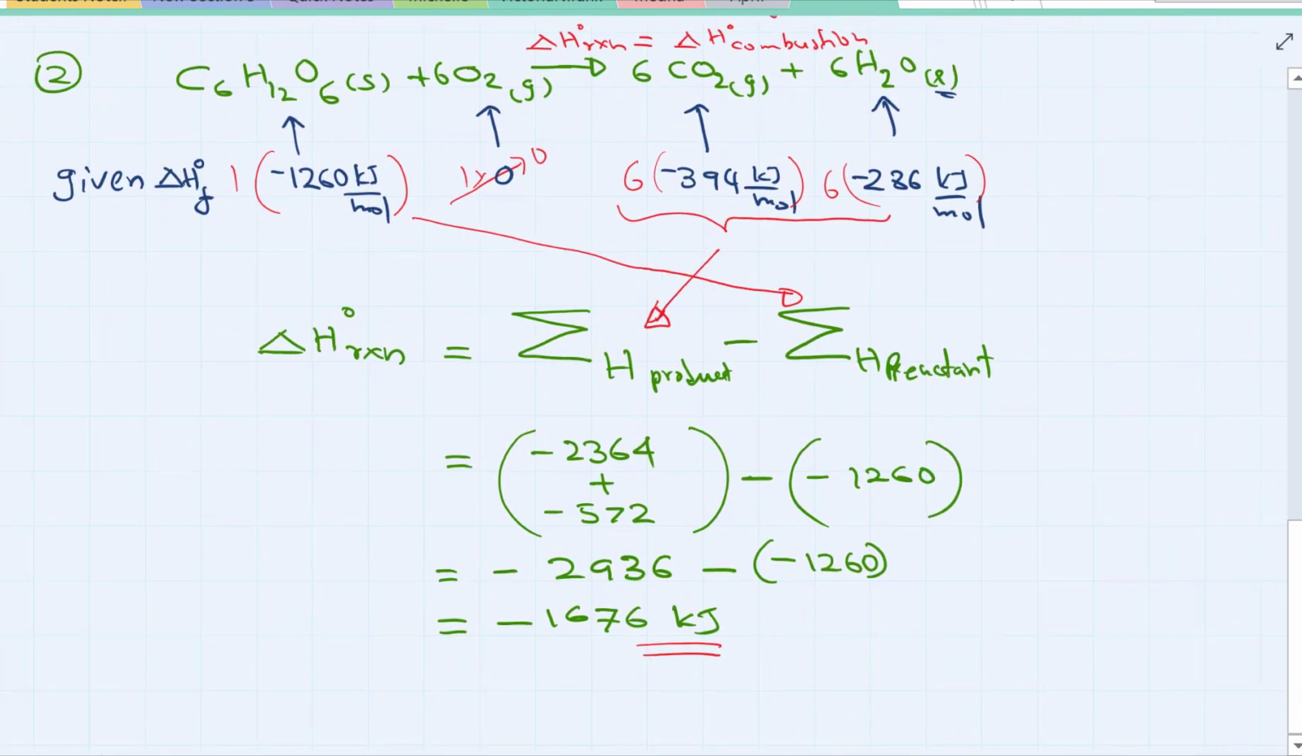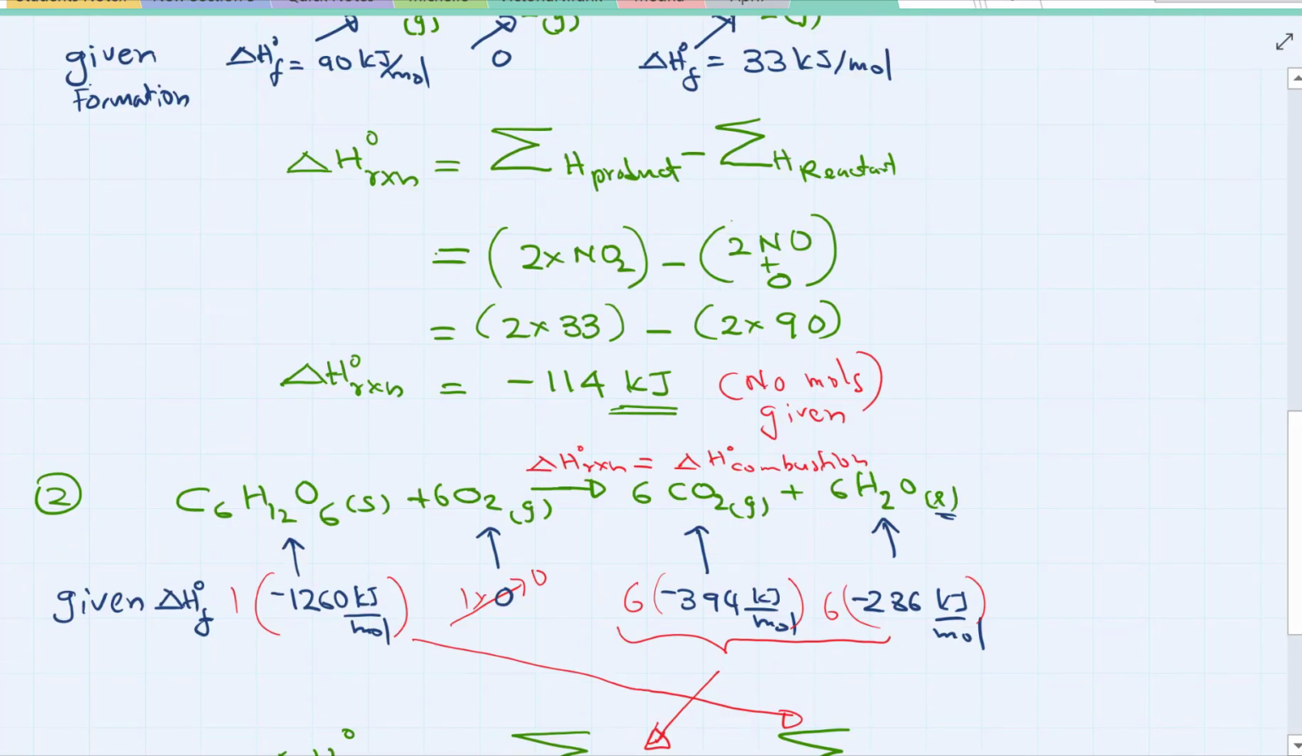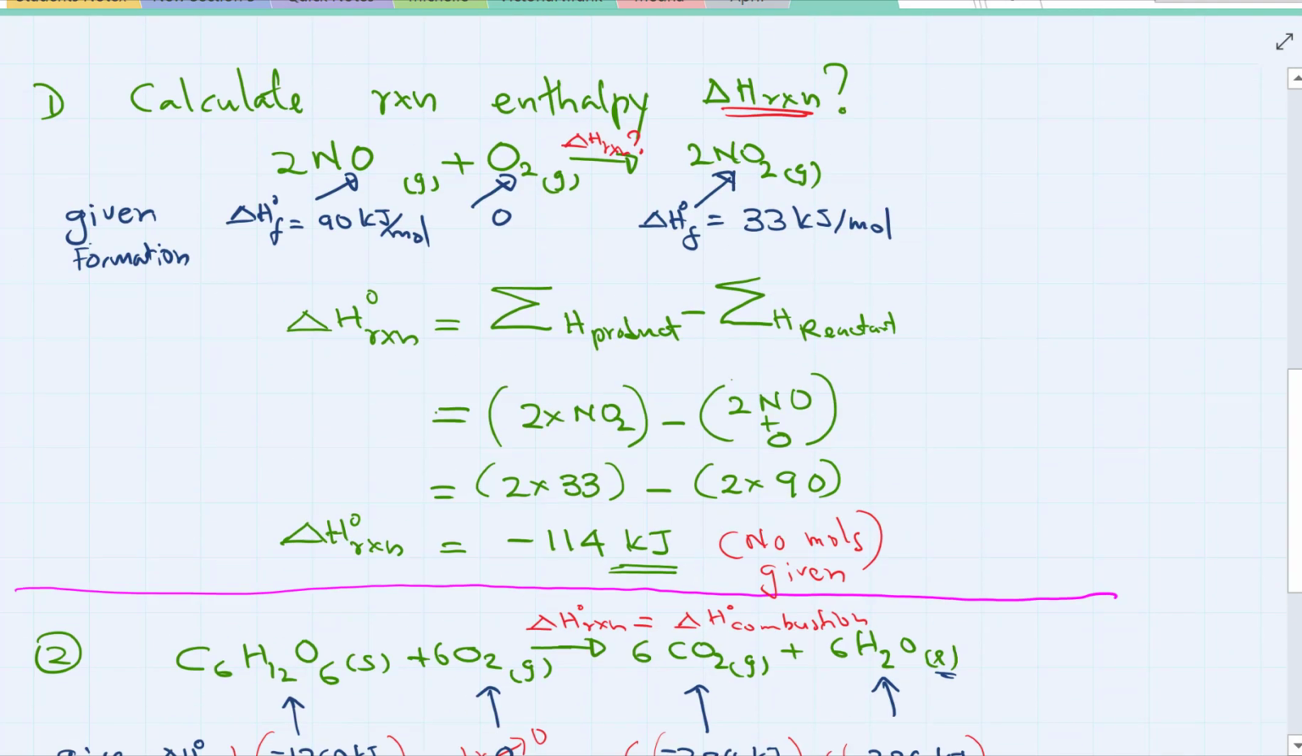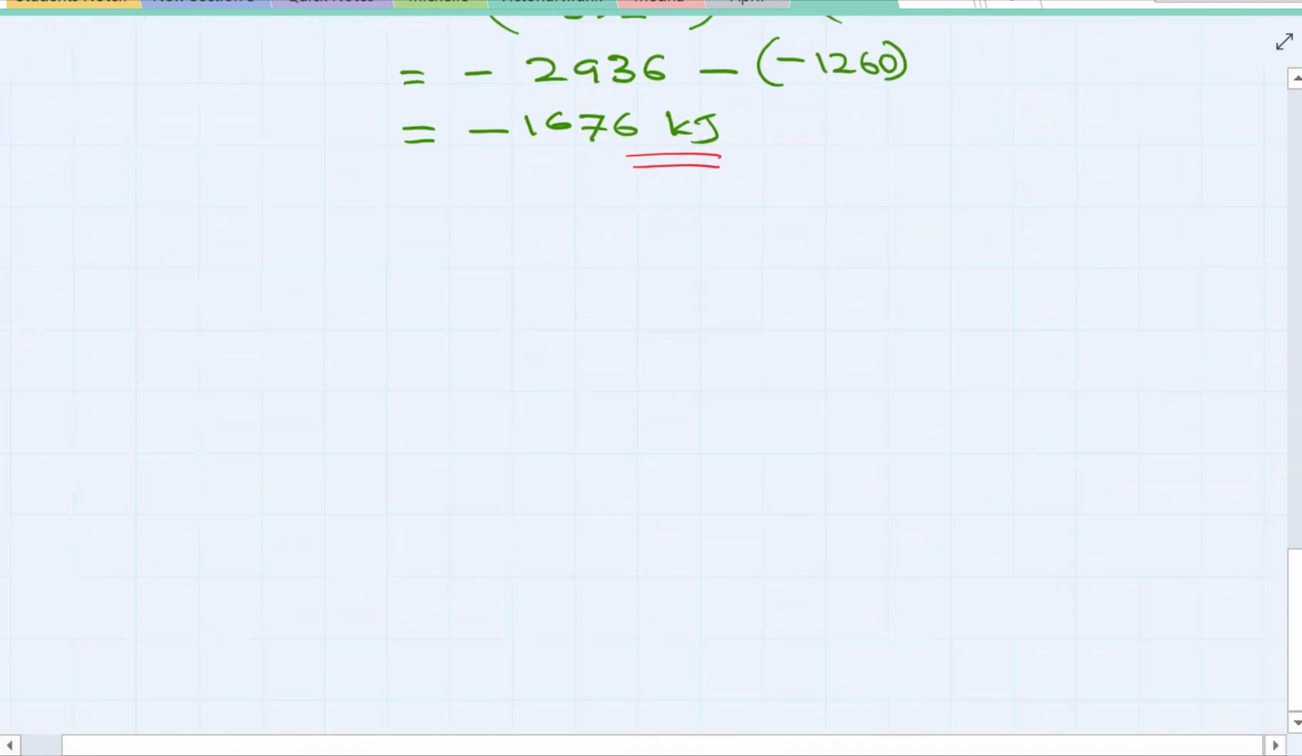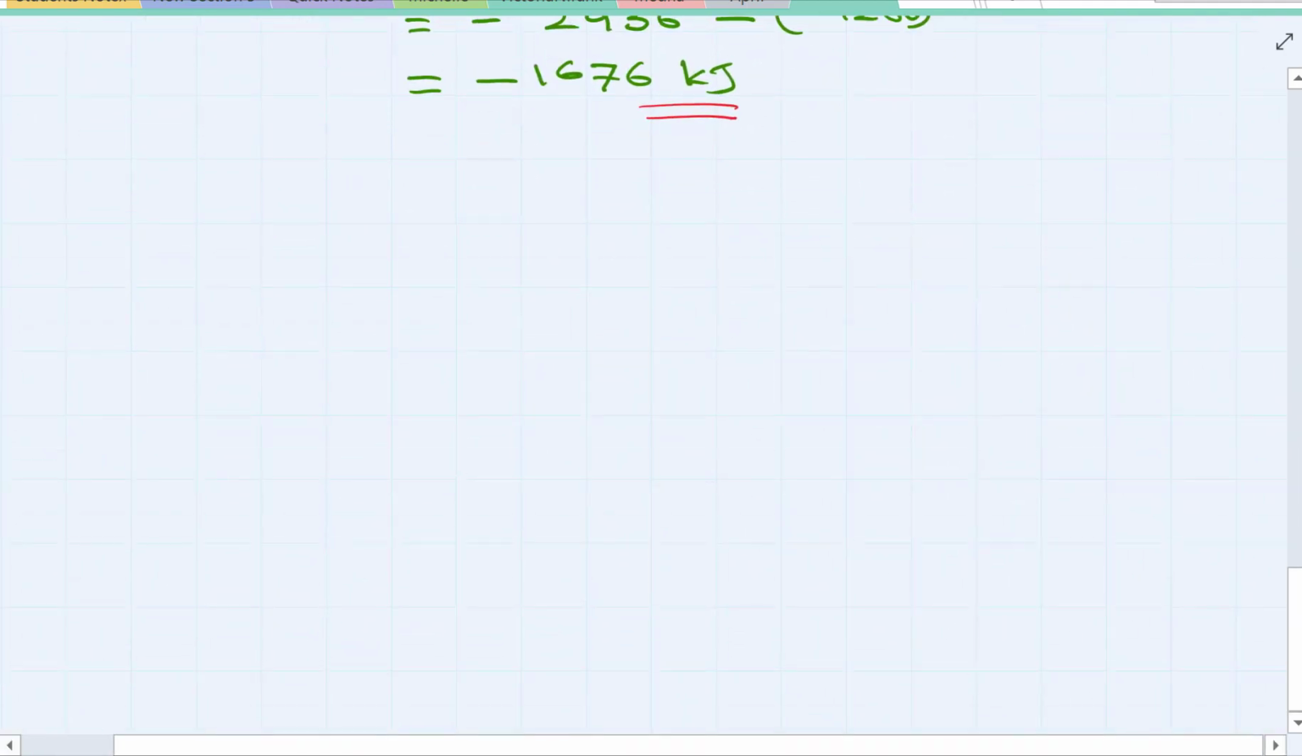This one has 1 mole, so you can say kilojoules per mole of glucose combustion. But just make sure whether it's 1 mole or not. This combustion energy, we cannot really harvest that much. When we eat glucose, or if we actually combust it, we cannot harvest the whole thing, right? That's the calculated value.